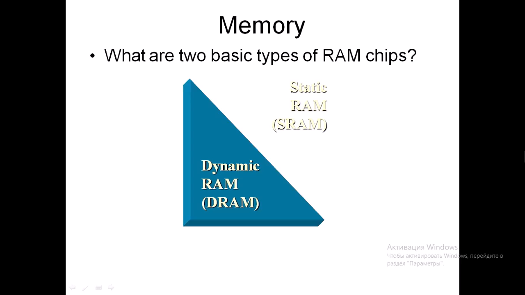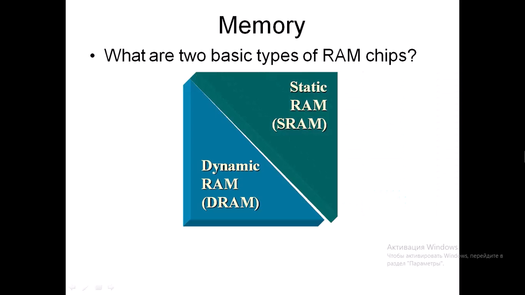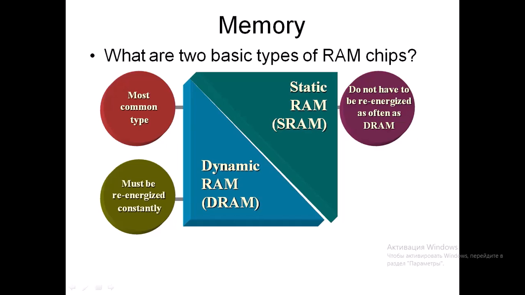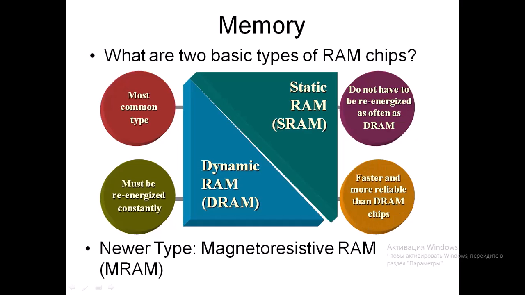What are the two basic types of random access memory chips? There are two types of random access memory. The first is dynamic. The second is static. Dynamic random access memory is the most common type, and it must be re-energized constantly. Static random access memory does not have to be re-energized as often as DRAM, and it is faster and more reliable than DRAM chips. A newer type is magnetoresistive random access memory.